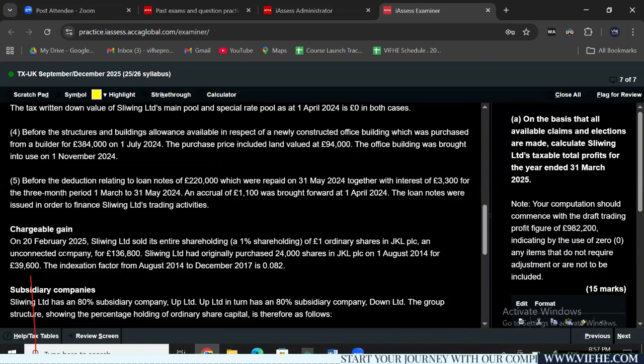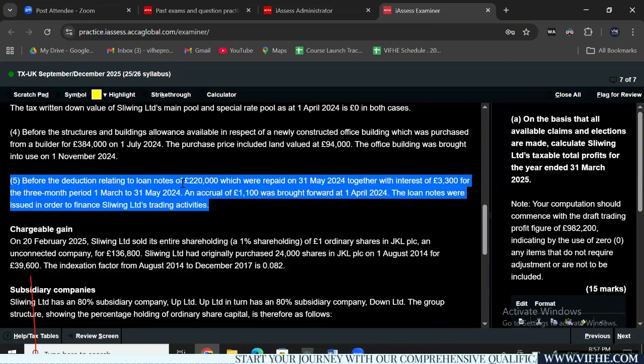But for that purpose, I need to go through note number 5. It says that before the deduction related to notes of 220 thousand pounds which were repaid on 31st May 24, together with the interest of 3,300 pounds for the 3-month period March to May 24.